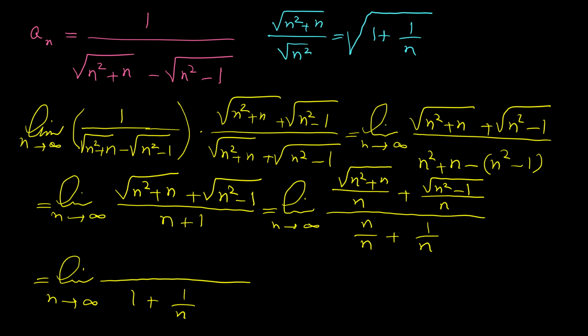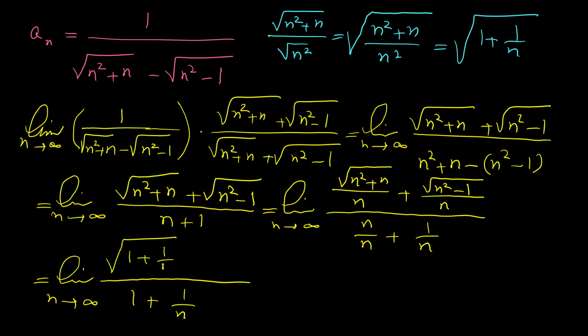If you want, you can write all your steps. You can first write n to the 2 plus n all over n to the 2, and then you can write 1 plus 1 over n. So in the numerator, now based on this, I can write radical 1 plus 1 over n. And for the other radical, in a similar way, you can see that it equals radical 1 minus 1 over n to the 2. Let me show you why.